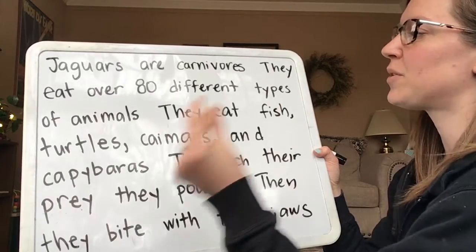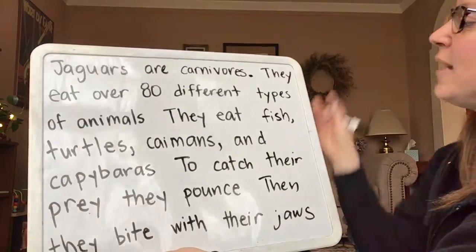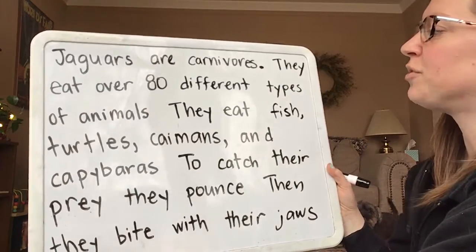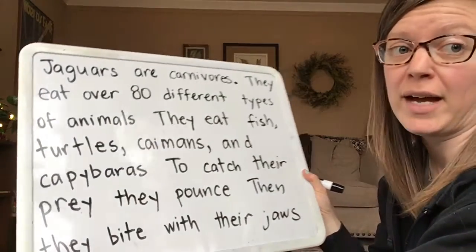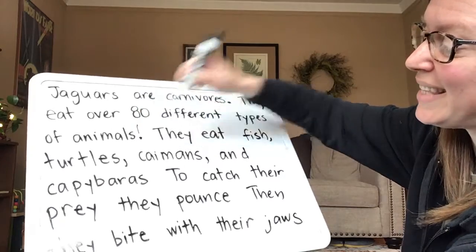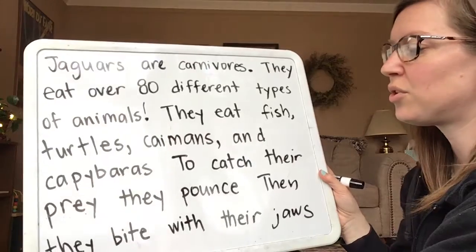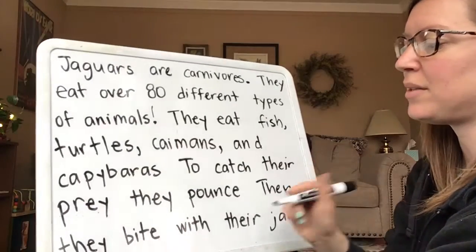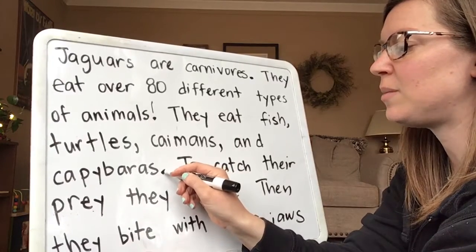Jaguars are carnivores. I'm going to make that a period because I think that's just a telling sentence. They eat over 80 different types of animals. I'm pretty excited about that fact. I'm going to make that one an exclamation mark or an exclamation point because I think it's exciting. They eat fish, turtles, caimans, and capybaras. I'm going with a period. That just feels like a telling sentence to me.